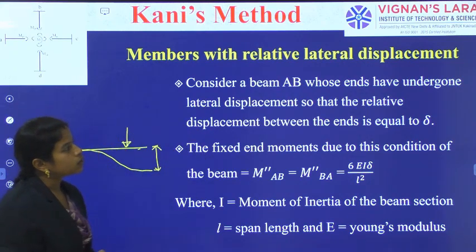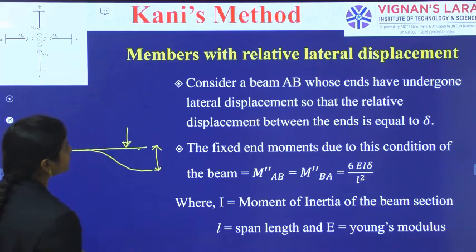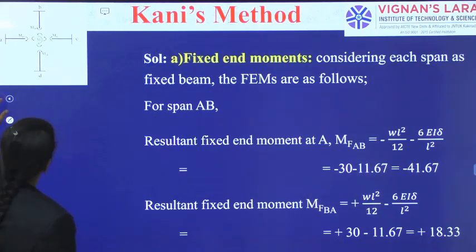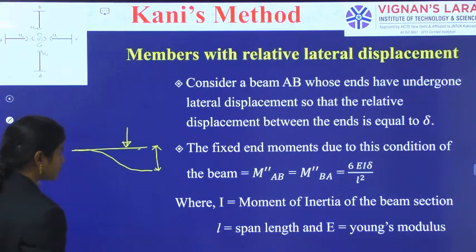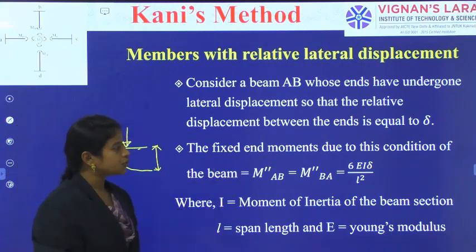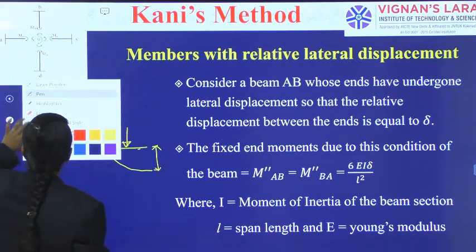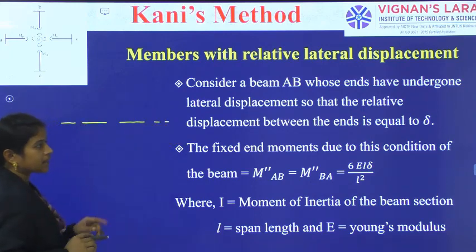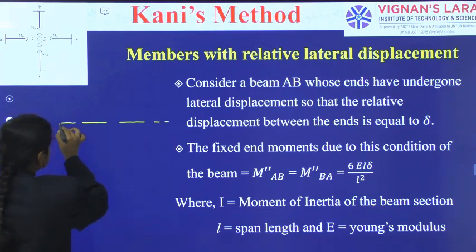Consider a beam AB whose ends have undergone lateral displacement so that the entire relative displacement between the ends is equal to delta. Okay, the fixed end moments due to this condition of the beam is equal to... So, we are having a beam AB and one of its ends has some lateral displacement. Okay.